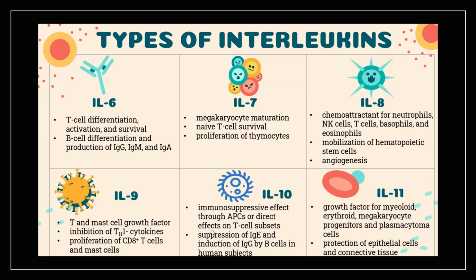Next would be the interleukin 11, which is a growth factor for myeloid, erythroid, megakaryocyte progenitors, and plasmacytoma cells. They have the protection of epithelial cells and connective tissue. They originate in bone marrow stroma, along with targeting cells of myeloid, erythroid, and megakaryocyte progenitors.